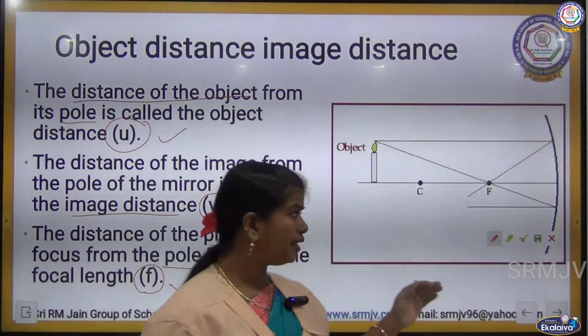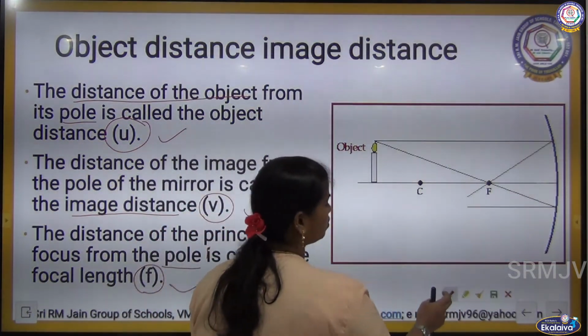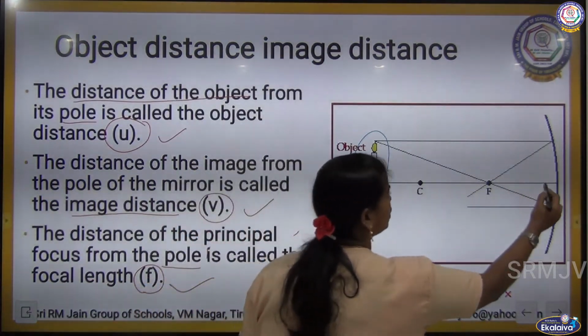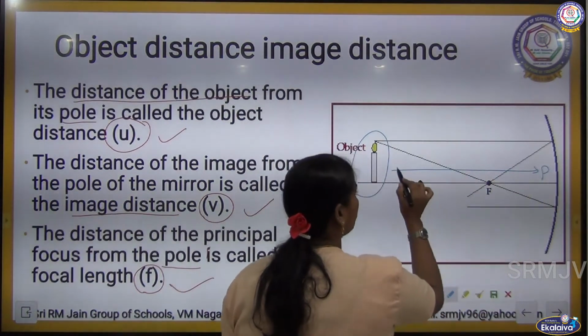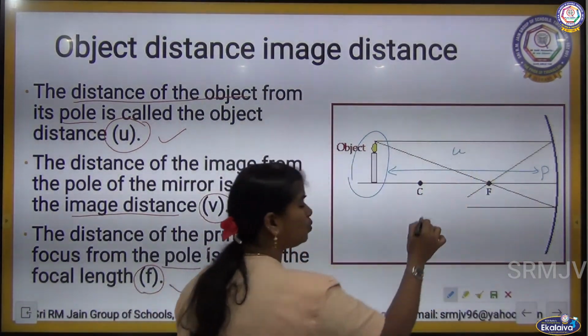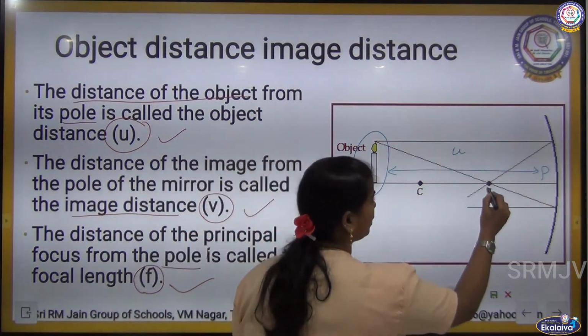Okay. And with this picture let me explain to you. So here is the object. This is the pole, and this distance is called the object distance, and object distance is denoted with the letter small u. And here is the image.